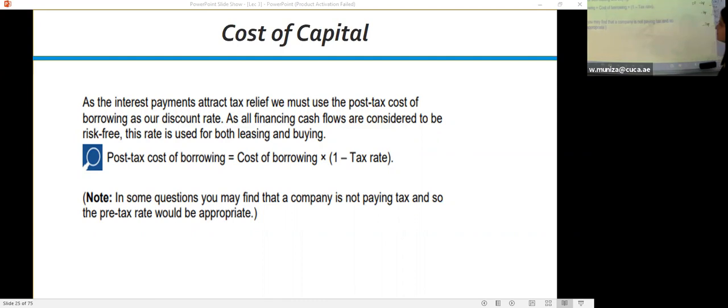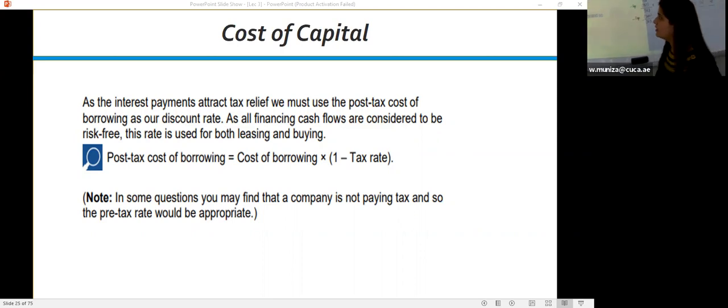This will convert the cost of capital into the post-tax cost of capital. They say as the interest payments attract tax relief, we must use the post-tax cost of borrowing as our discount rate, as all financing cash flows are considered to be risk-free. Risk-free means that they are not carrying any kind of risk premium.